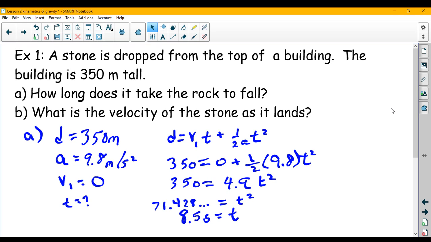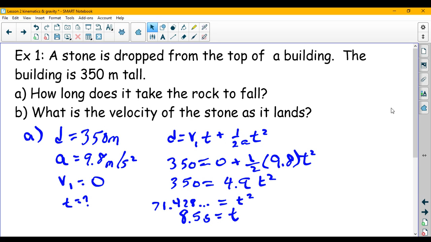We should now be ready to do part B of this question. So part B of this question, I still have my 350-meter tall building. I still have acceleration as 9.8 because it's still just falling straight down because of gravity. And we now want to know the velocity as the stone lands.